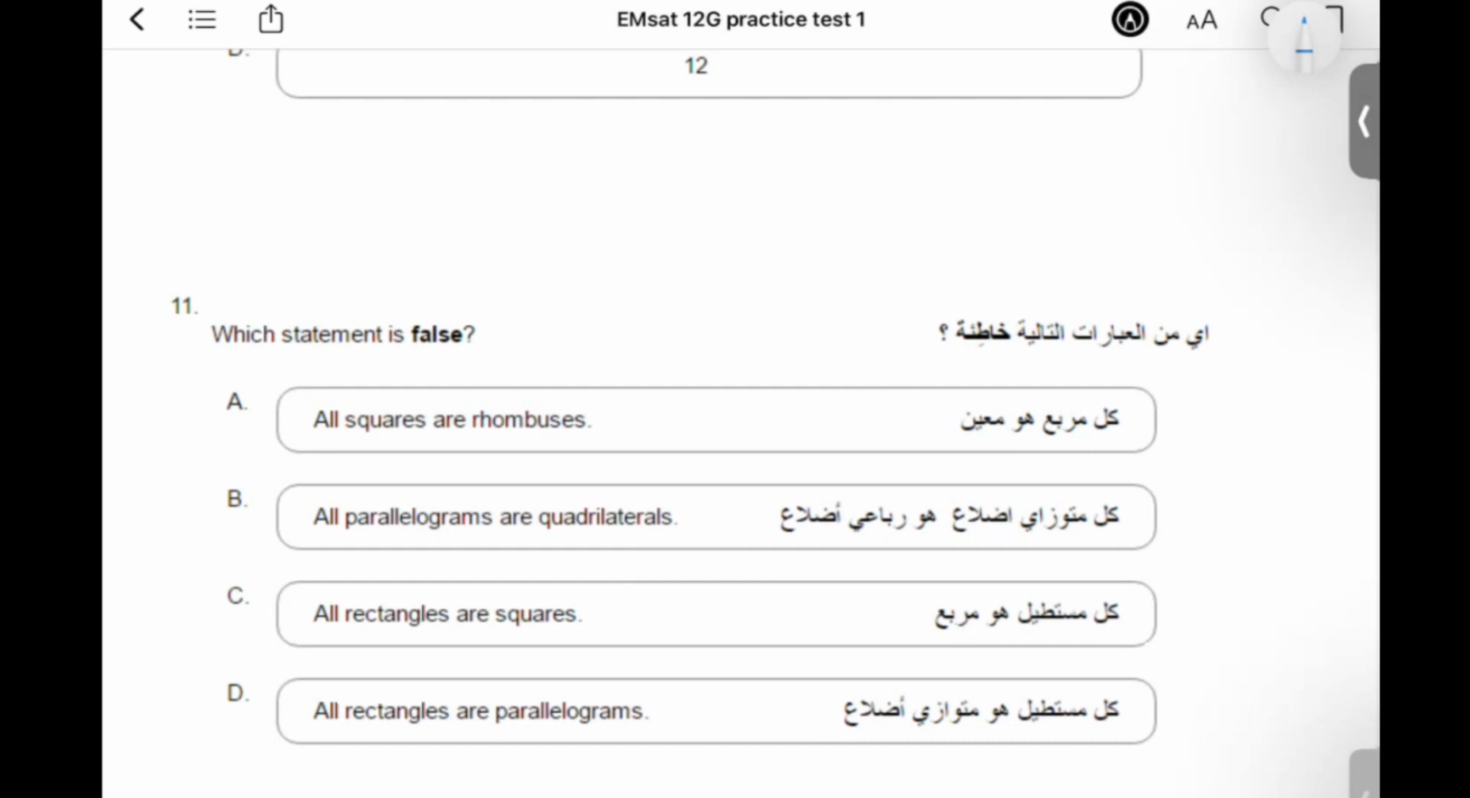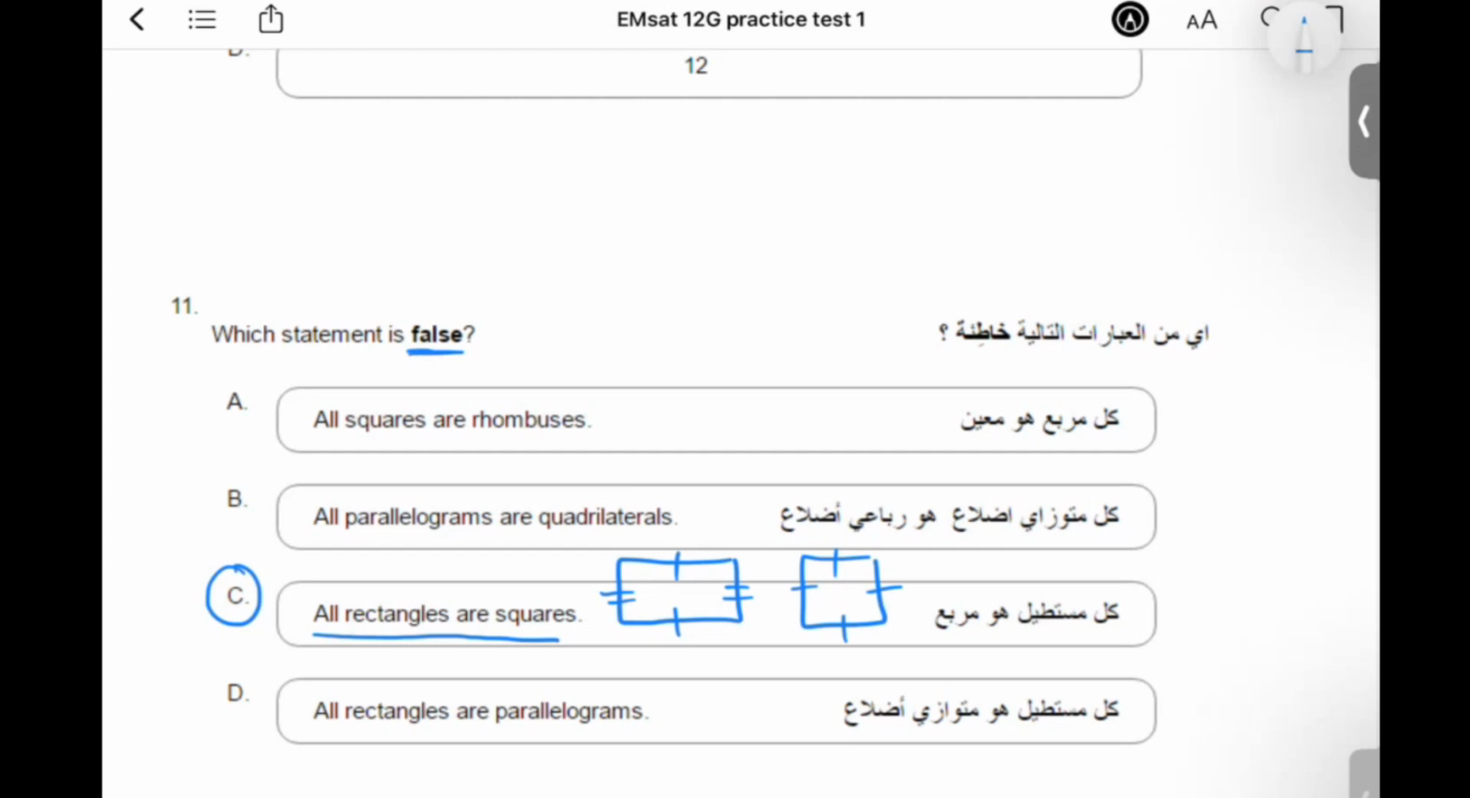He's asking you which statement is false, and I'm going to give you the answer. It is question C, because he claims all rectangles are squares. Let me highlight. A rectangle looks like this: up equals down, left equals right. A square is a four-sided shape with 4 equal sides.